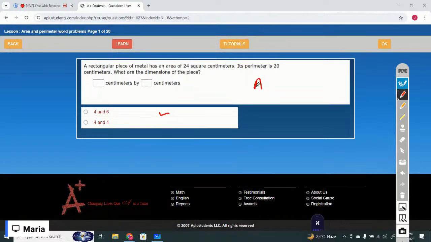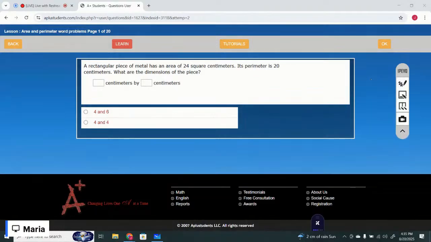Area is length times width. 4 times 6 is 24. The perimeter is the sum of all the side lengths. So 4 plus 4 plus 6 plus 6 is 20. So we are given the perimeter and the area: when we multiply, we have the area 24, and when we add, we have the perimeter 20. So the correct option is 4 and 6.